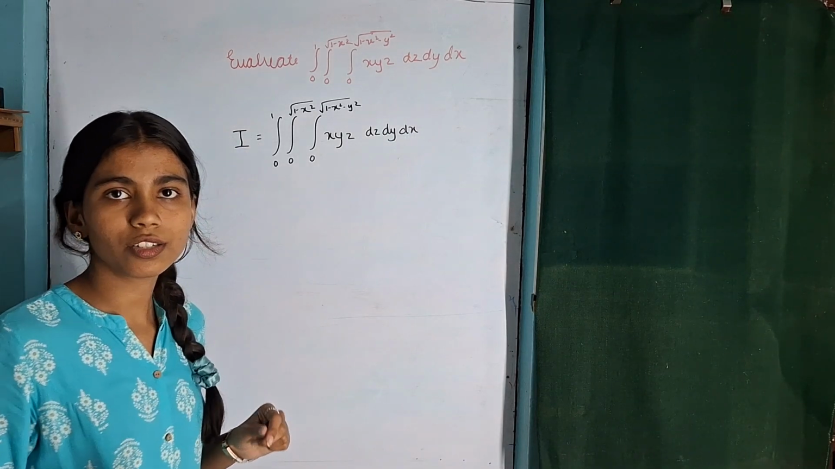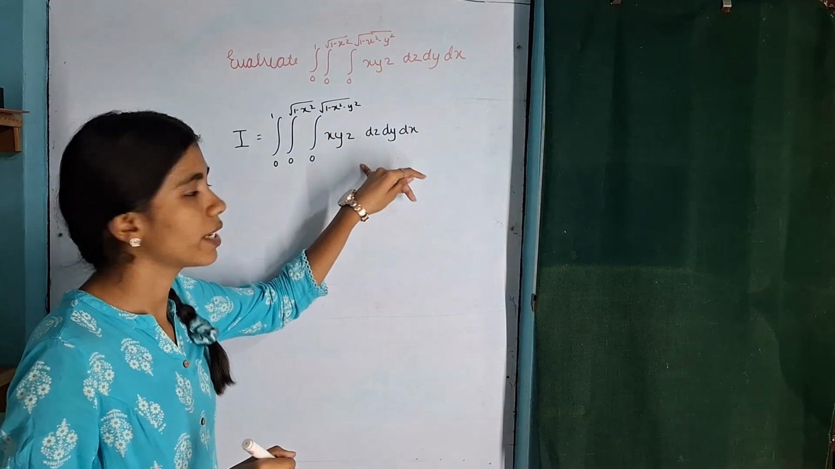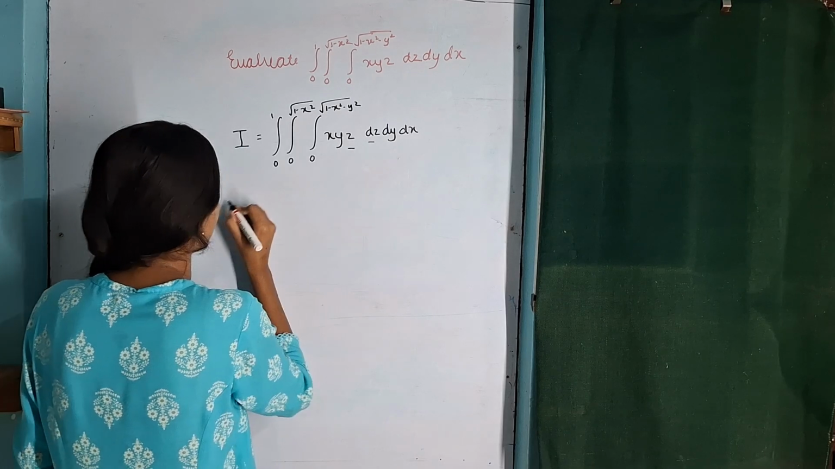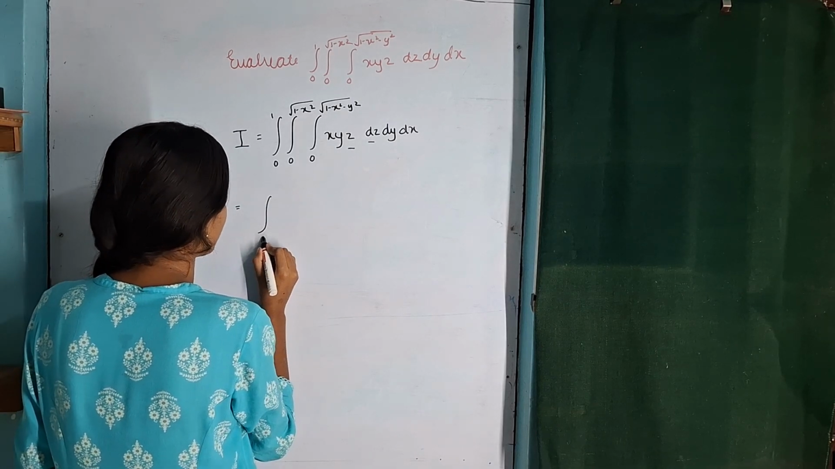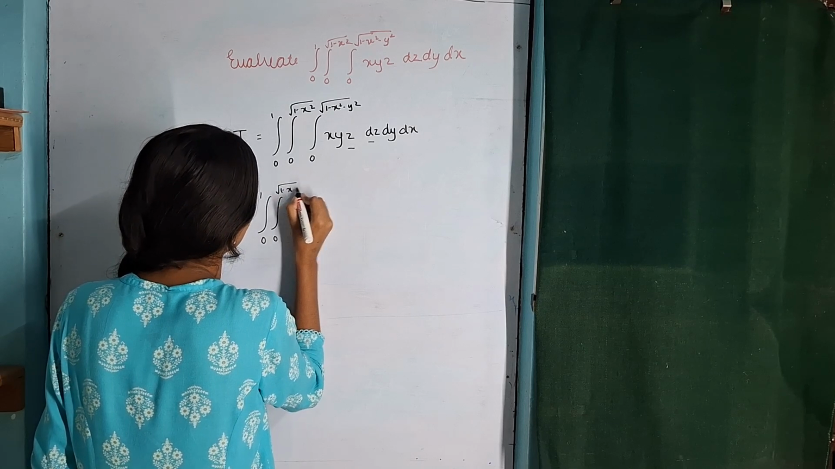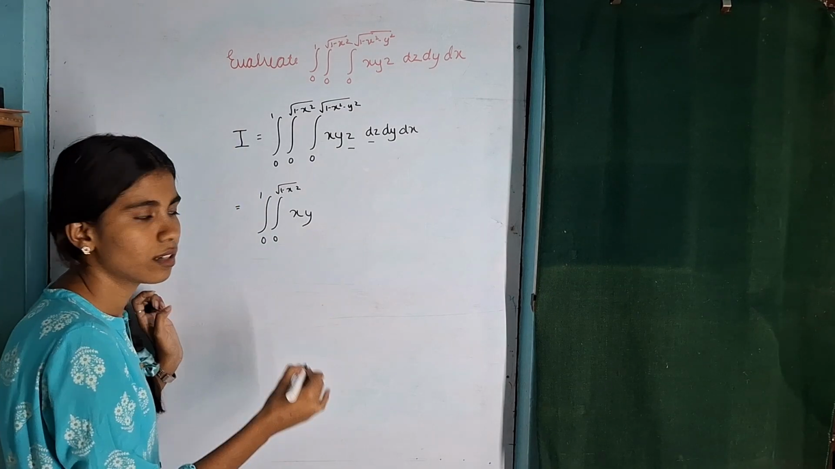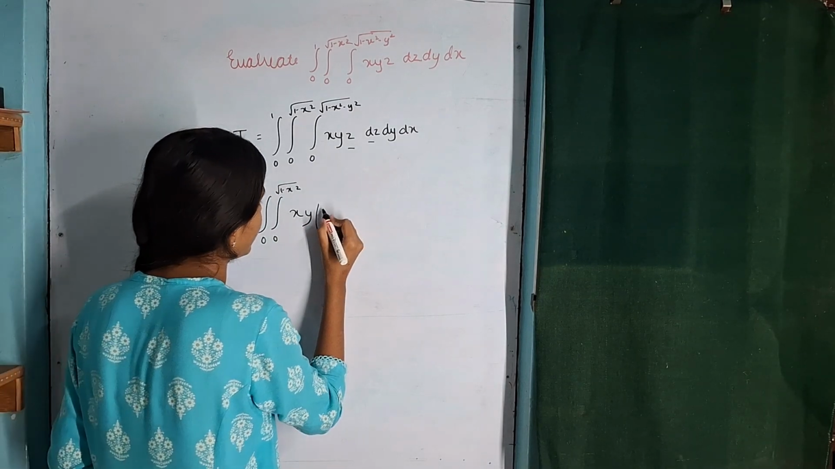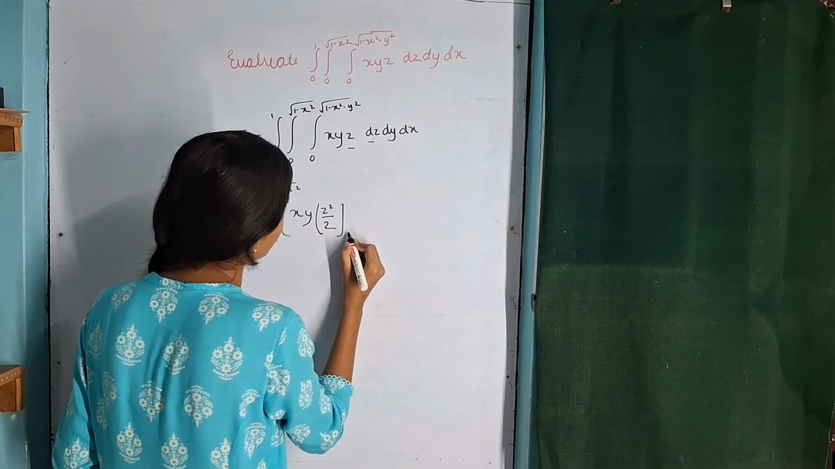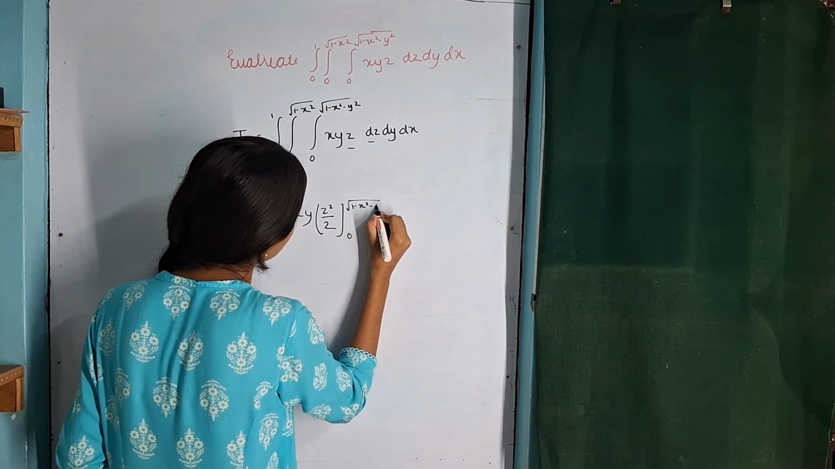I have already shown you in the last video how we identify which variable we have to integrate first. Here, when we have z in the starting, we are going to integrate the z term. So let's start by integrating the z term. xy is going to stay constant and z will become z square by 2 after integration, and the limit is 0 to 1 minus x square minus y square.